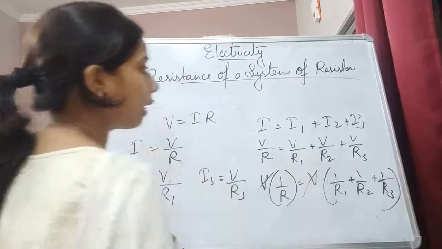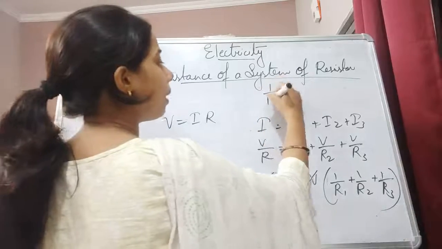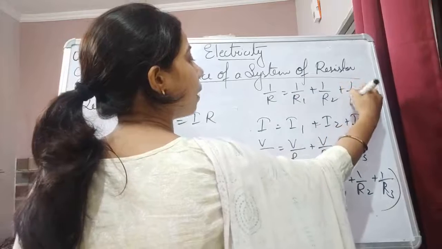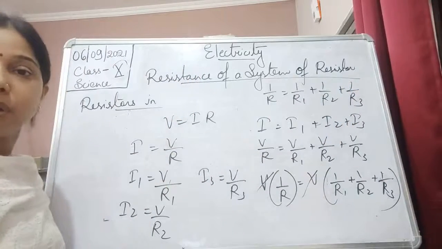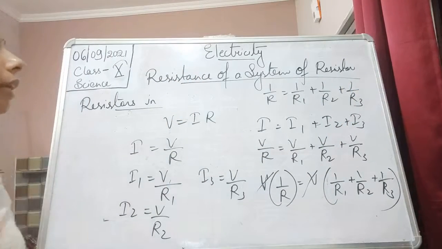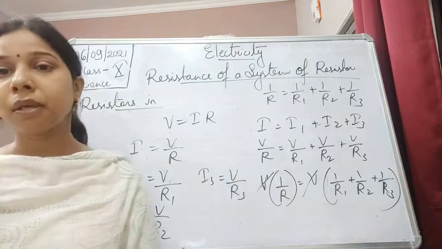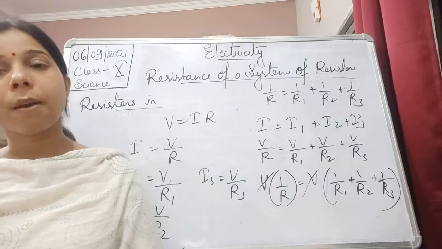These V will cancel each other, and the answer will be 1 by R equals 1 by R1 plus 1 by R2 plus 1 by R3. Okay, so this is how we can find the value of the resistor when it is attached to the circuit in parallel.